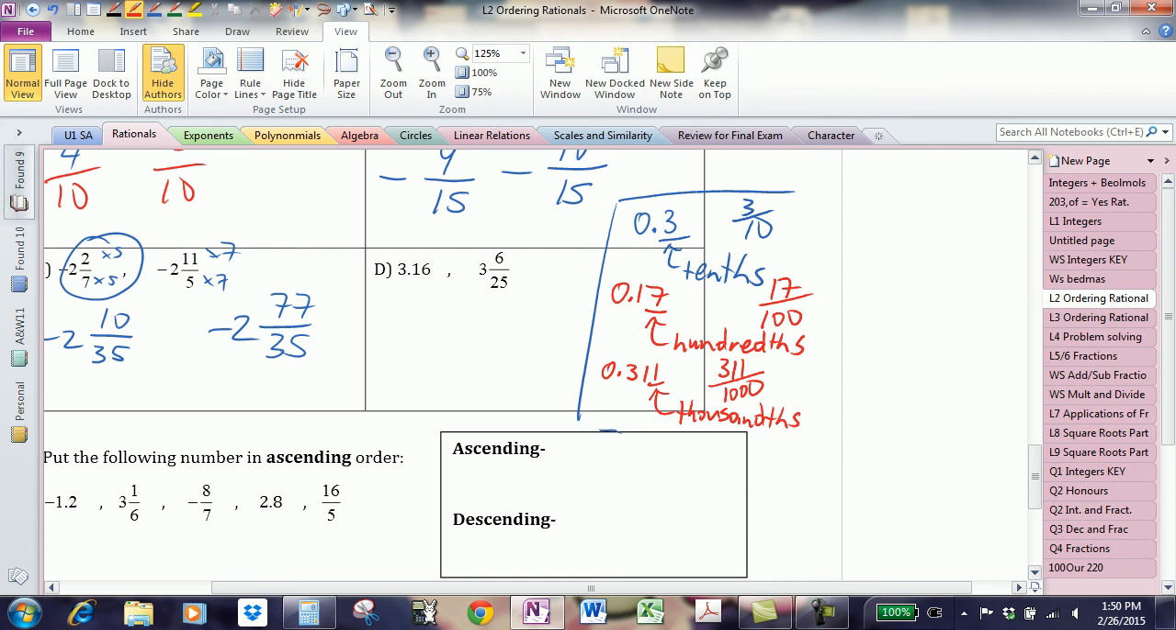And what's the cheater method? How many decimals? 1. How many zeros? 1. How many decimals? 2. How many zeros? 2. How many decimals? 3. How many zeros? So look at the pattern, match it. Okay? So this one would be 3 and 16 over 100. So this one would need a denominator of 100.